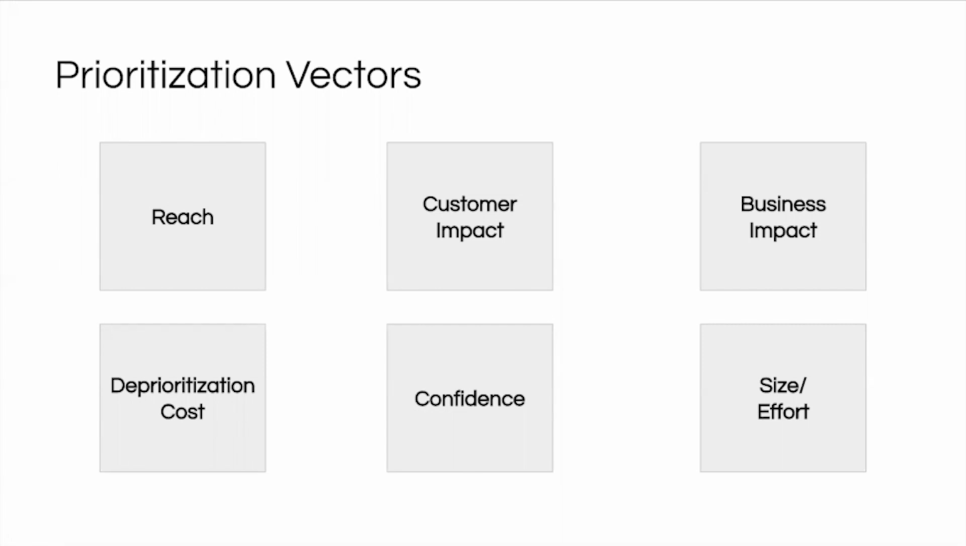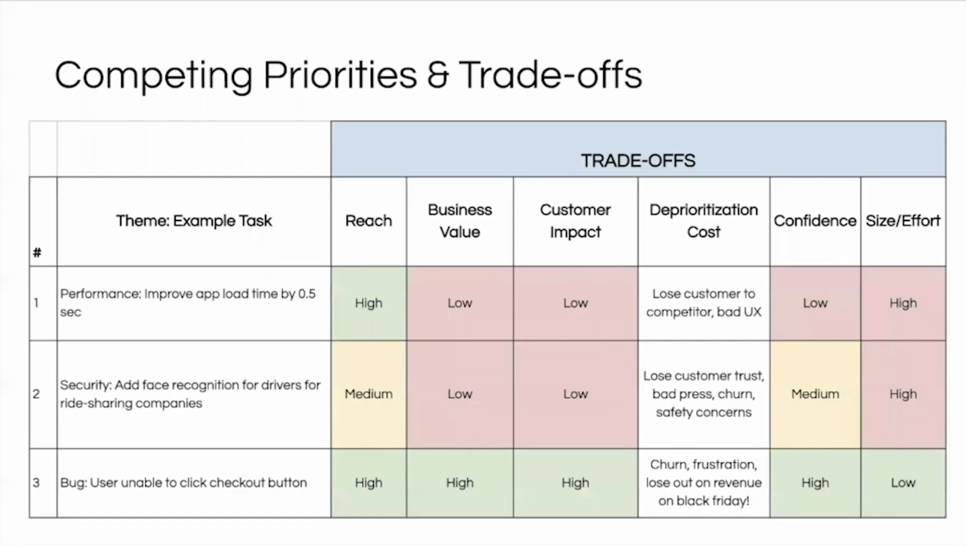All right, with that in mind, I'd like to walk you all through some examples that I've come across in tech that have really helped me prioritize better using this framework. So I'd like to speak about competing priorities and how using these vectors has really helped me make trade-offs better. On the left, you'll see a typical theme or an example task that you'll see at a tech company.